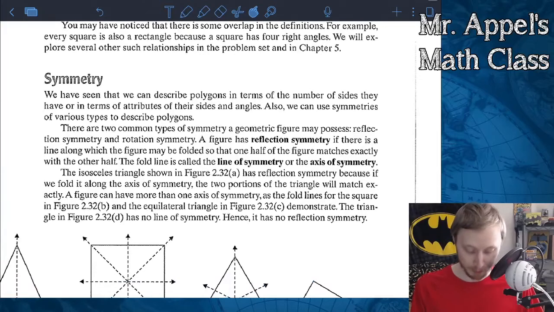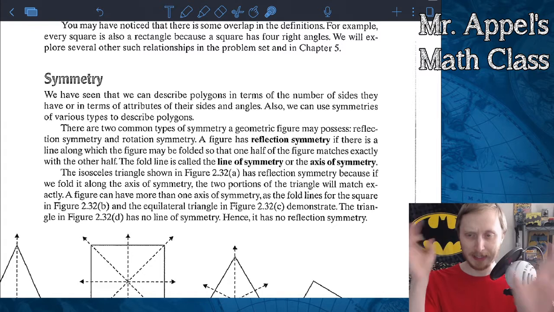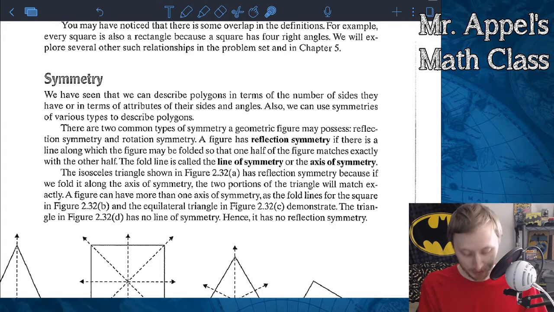All right. Big geometry concept right here. Overall, it applies to everything. We're going to need this. It's going to come in super duper handy. Symmetry. We have seen that we can describe polygons in terms of the number of sides they have, or in terms of attributes of their sides and angles. Also, we can use symmetries of various types to describe polygons. There are 2 common types of symmetry a geometric figure may possess: reflection symmetry and rotation symmetry.